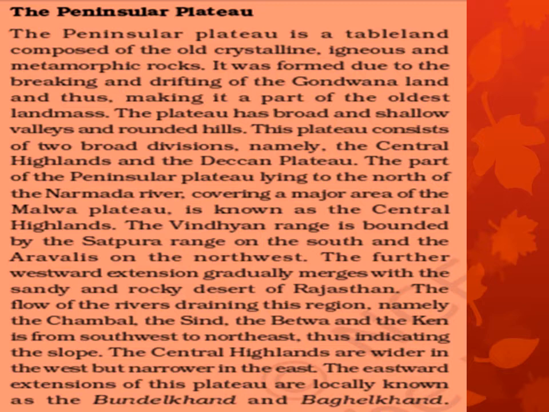It has broad and shallow valleys and rounded hills. Also, it consists of two broad divisions, the Central Highlands and the Deccan Plateau. Now, the part of the Peninsular Plateau which lies to the north of the Narmada River, covering a major area of the Malwa Plateau, is known as the Central Highlands. And the Vindhya range is bounded by the Satpura range on the south and the Aravallis on the northwest.